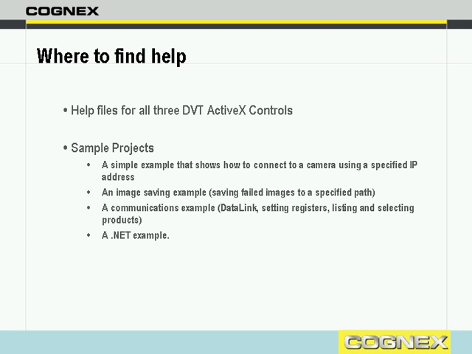And then an image saving example, a communications one to get data link information and set registered data, and a simple .NET example just to show some of the differences between VB6 and a .NET environment. In that case, it was built with Microsoft Visual Studio .NET, and it is written in VB.NET. All right.